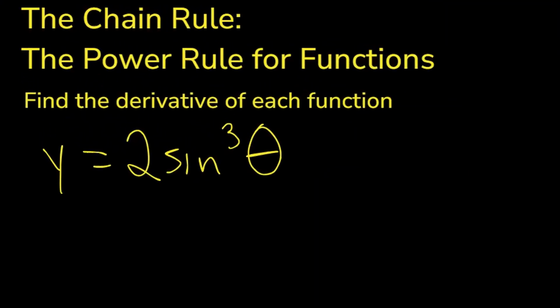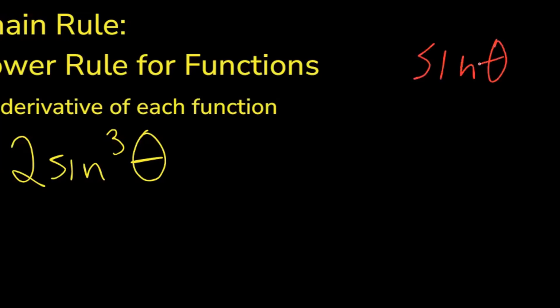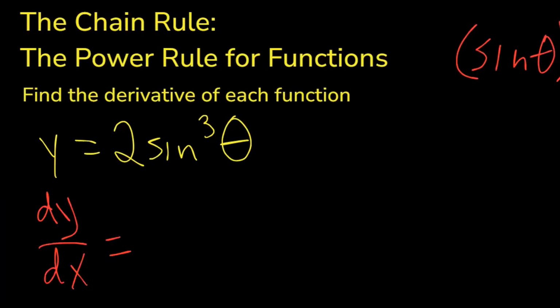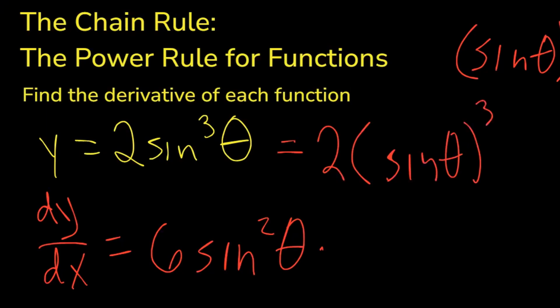Now, in this case, same type of situation, we have sine cubed theta, which is the same as sine theta cubed. The theta is not cubed, the sine theta is cubed. So dy dx, the exponent comes down, multiplies the 2, gives us 6 sine squared theta. We subtract 1 from the exponent. The inside is the sine, so the derivative of that is cosine theta.